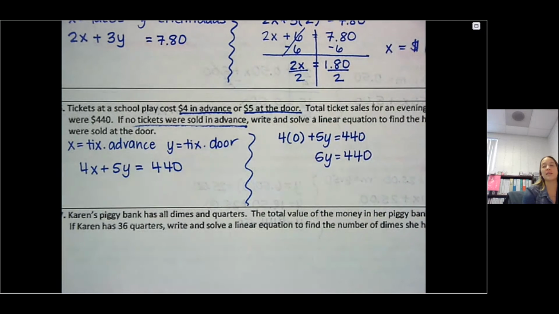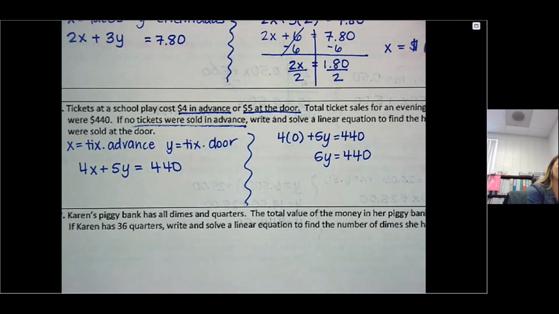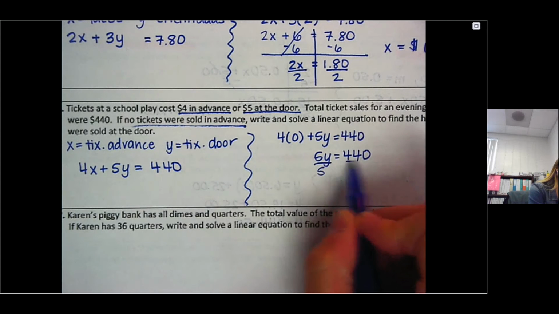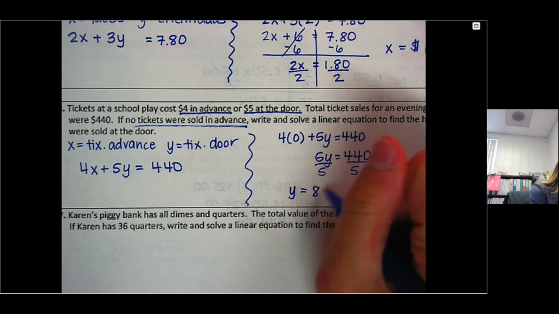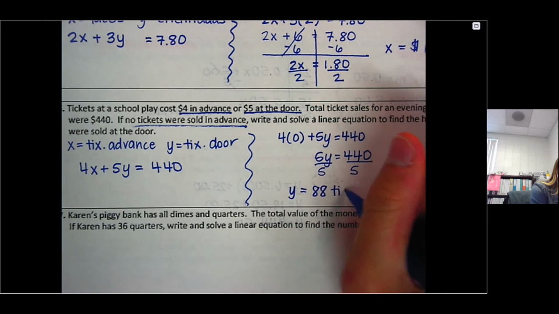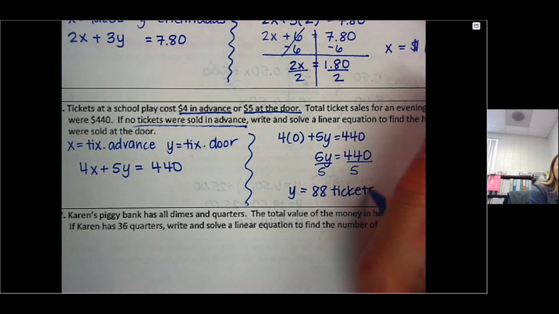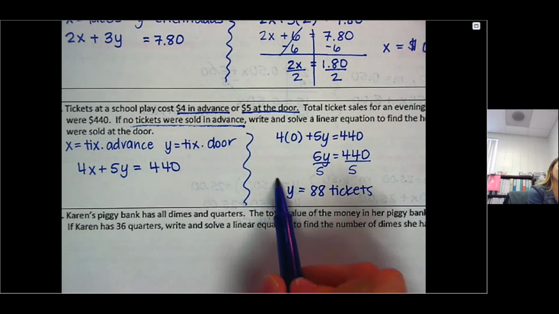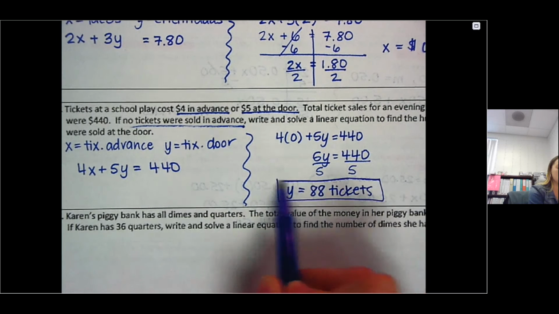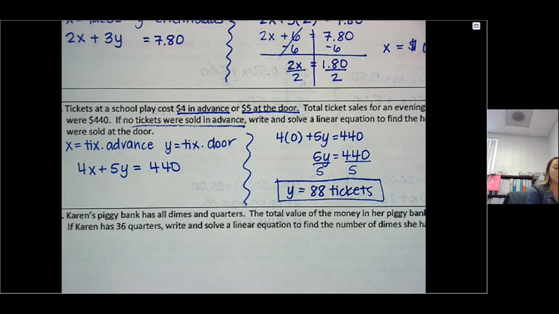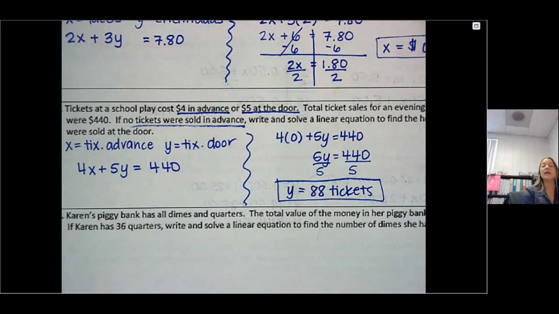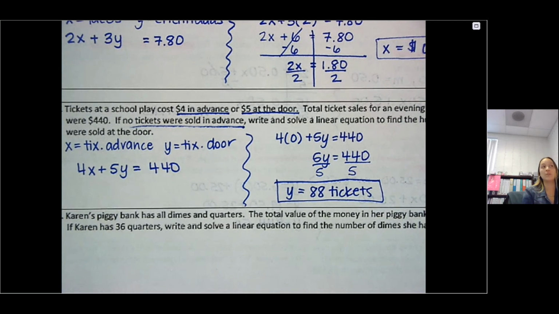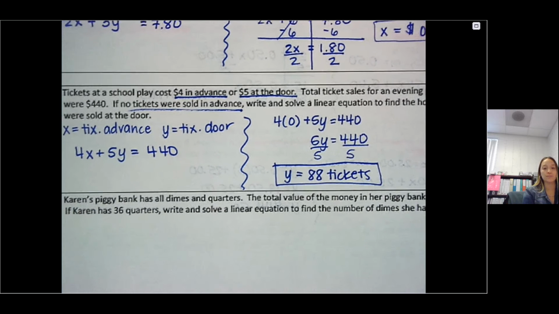And so what's your last step to get the y by itself? Divide. Divide by 5. What do you get for your y value? 88 what? Tickets. Okay, so as you're writing your answers, you do have to label them. Like we labeled money in our last ones, we labeled tickets for this one. It is very imperative that you label your problems.